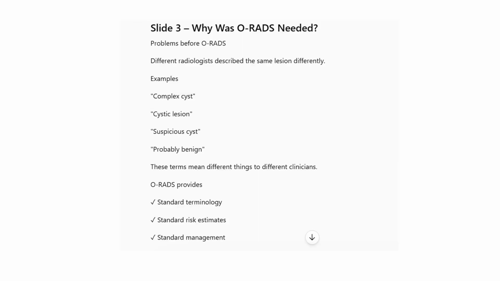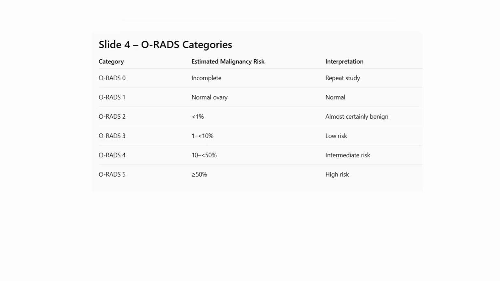So why was O-RADS needed in the first place? What were the problems before O-RADS? Different radiologists described the same lesion differently. Examples: complex cyst, cystic lesion, suspicious cyst, probably benign. These terms mean different things to different clinicians. O-RADS now provides standard terminology, standard risk estimates, and standard management.